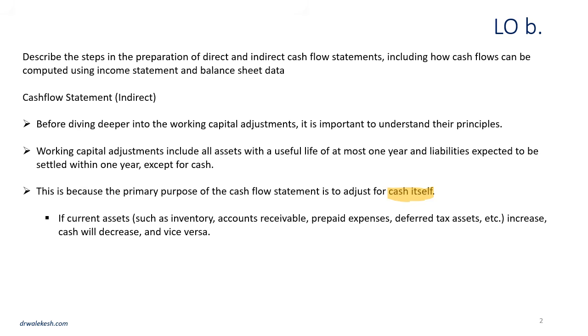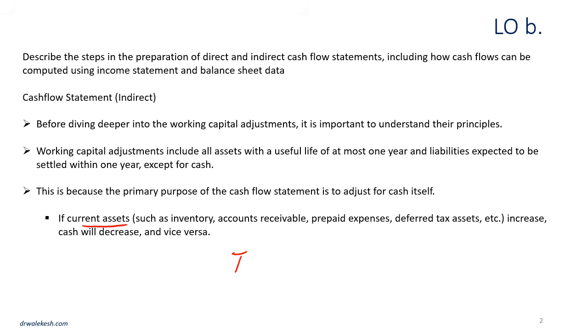Moving on, let us look at the rule that would guide us in making the working capital adjustment. If current assets such as inventory, account receivable, prepaid expenses, deferred tax assets increase, then we expect cash to decrease on the cash flow statement, and vice versa. So let's get started with this first example.